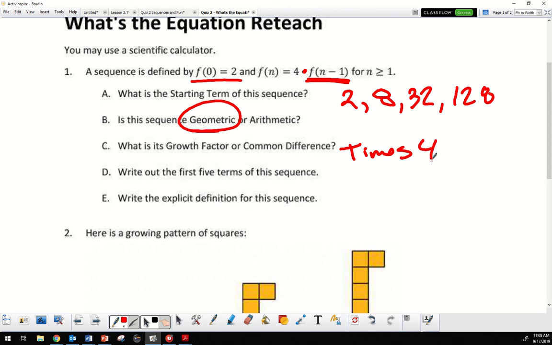Write up the first 5 terms of the sequence. How many do I have here? I have 4. So what do I do to get the next one? Multiply, right? So it's going to be 128 times 4, which gives me 512?